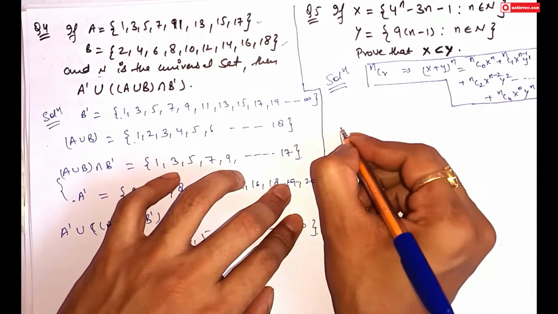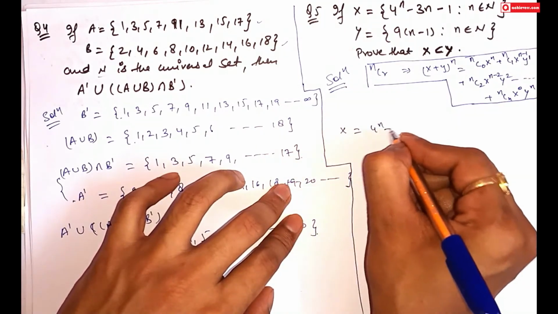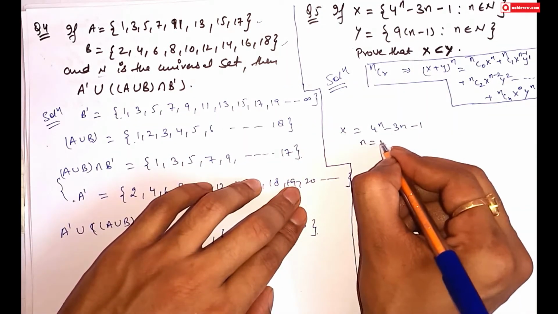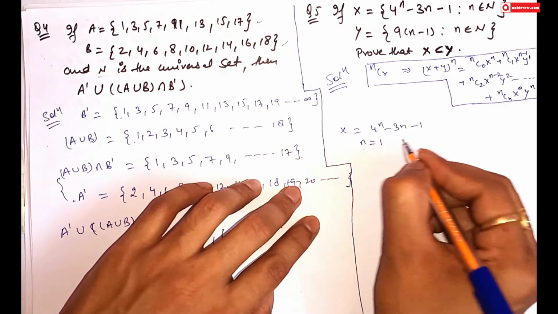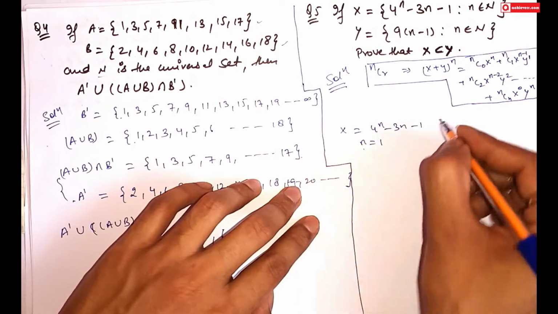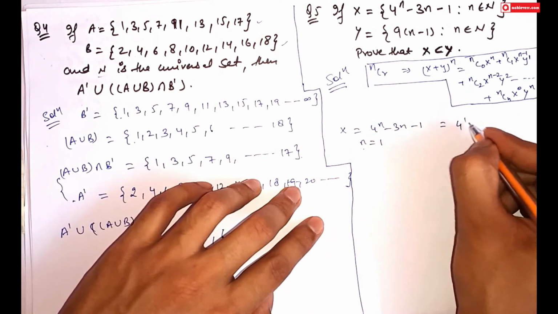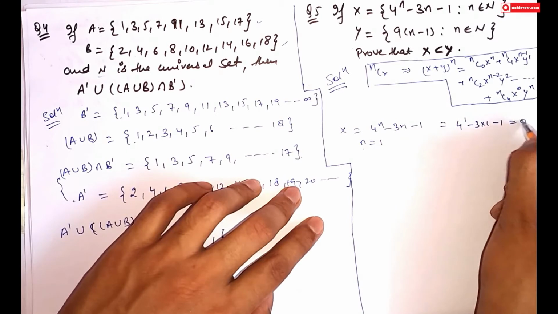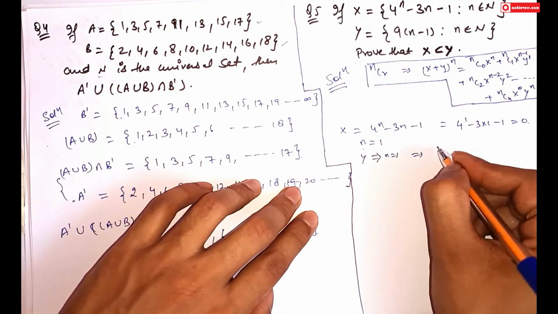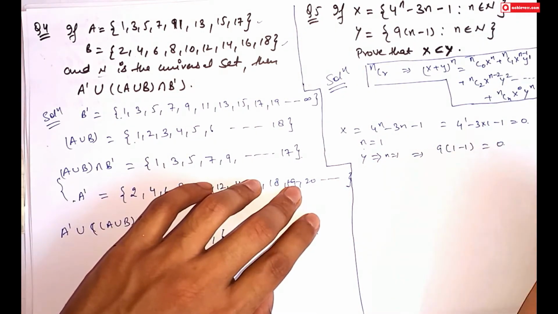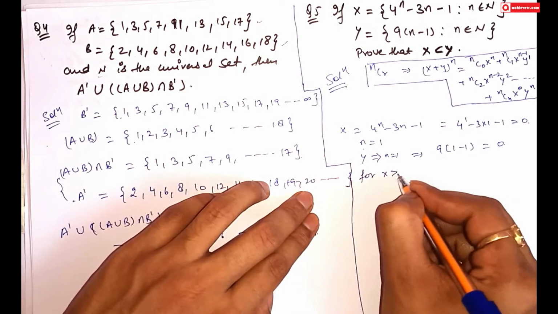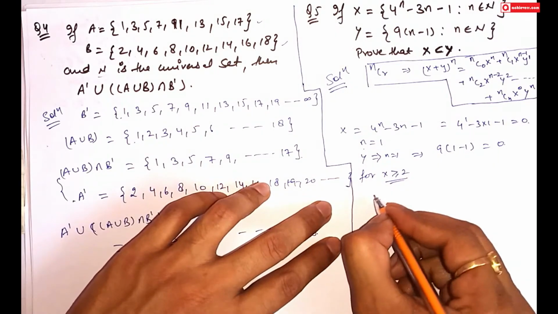Okay, so we have x which is equal to 4 to the power n minus 3n minus 1. If you put n is equal to 1, because n belongs to natural numbers, it will be 4 to the power 1 minus 3 into 1 minus 1, that will be 0. And what is y at n is equal to 1? It will be 9 into (1 minus 1), that will be 0. And for n greater than or equal to 2, we have to solve it like this.